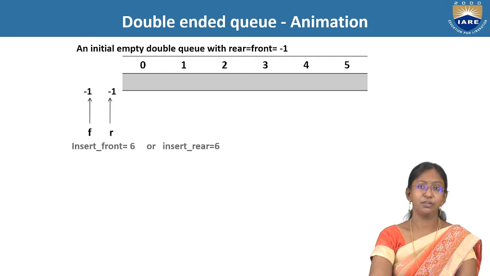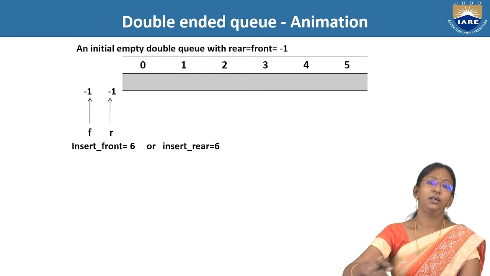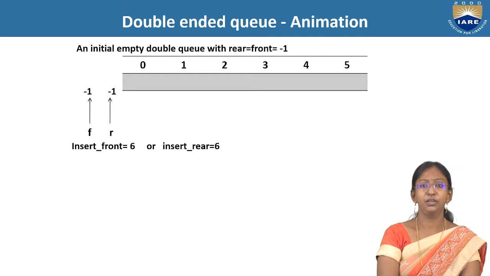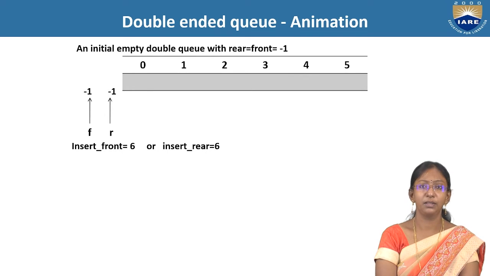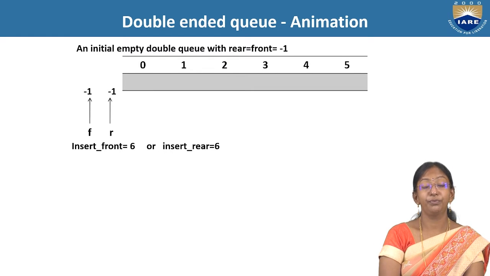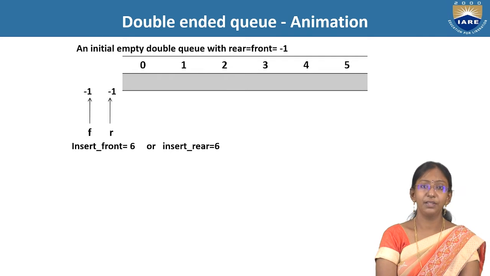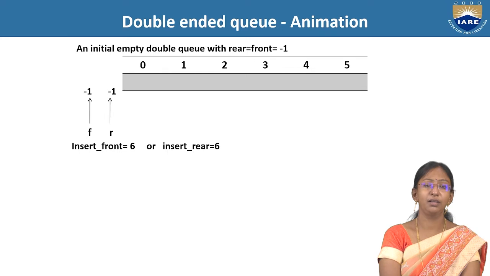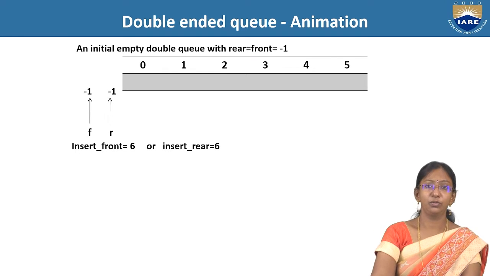With the first insertion, you can take the option of insertion at either the front or the rear. Both cases will be one and the same. Why? Because when you insert the very first element into the queue, as front and rear have the default value -1, both will be incremented. So there is no point in saying whether you are inserting at the front end or at the rear end. You can choose either one.